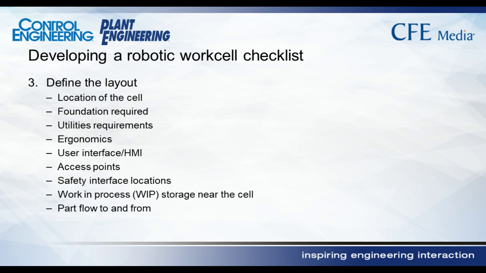Also, areas around the cell for WIP storage, work in process storage. So parts that are going to enter the cell or parts that have been processed through the cell that need to exit the cell. If there's some kind of a queue, where does that queue go, and is there room for that queue? And then just in general, thinking about part flow to and from the cell.